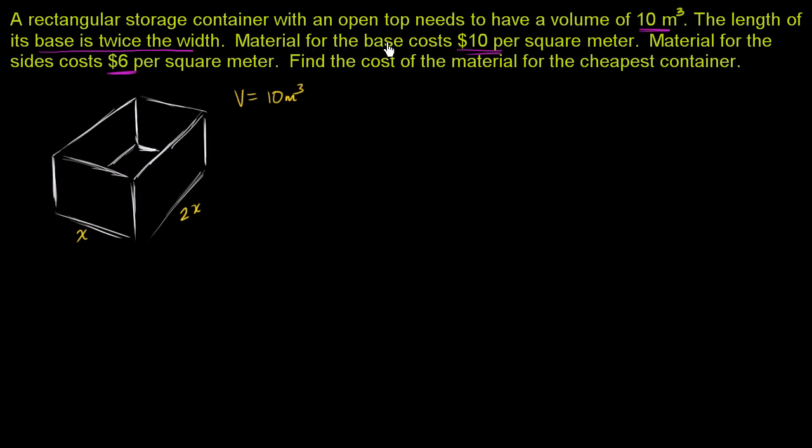They tell us material for the base costs $10 per square meter. So the base, this area right over here, if I was transparent, I could continue to draw it down here. But this right over here, that material costs $10 per square meter. Let me label that. And then they say material for the sides costs $6 per square meter. So the material over here costs $6 per meter squared.